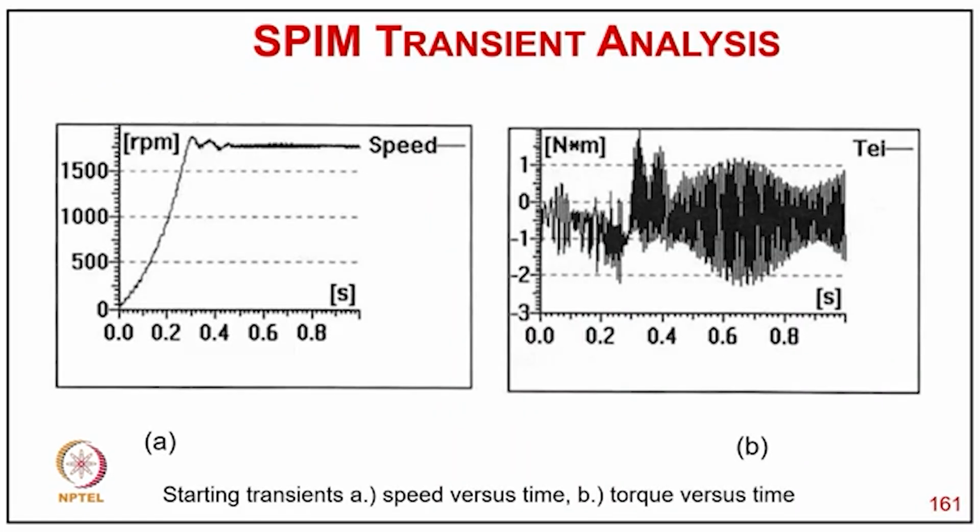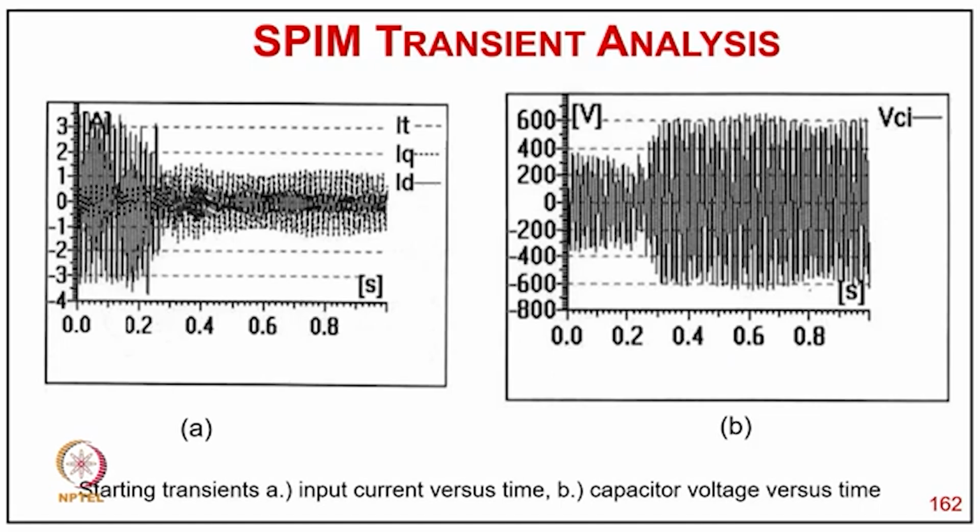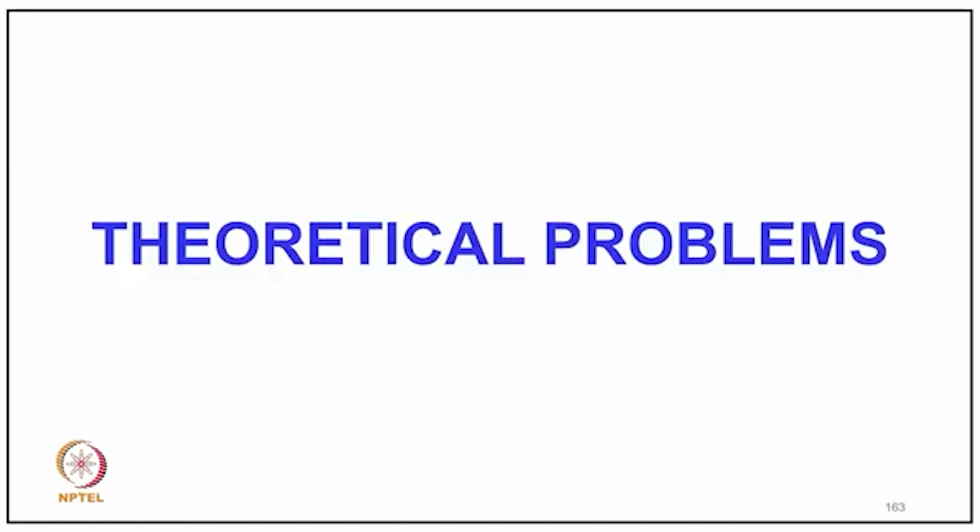So you can see the speed with respect to time, how it comes, and how the torque develops with a lot of torque pulsation because of the unbalanced two-phase stator as well as the capacitor in the circuit, and the total current, IDIQ and the capacitor voltage across it.